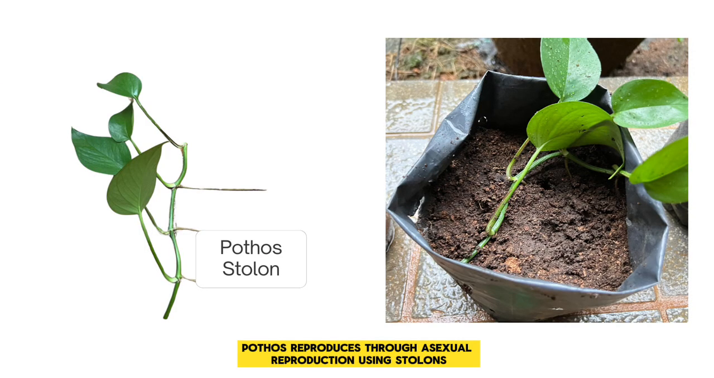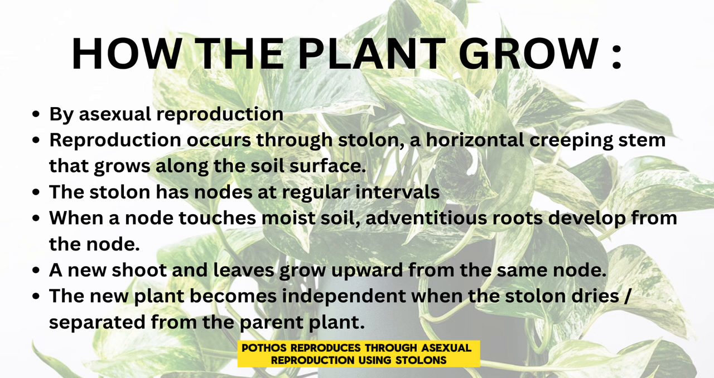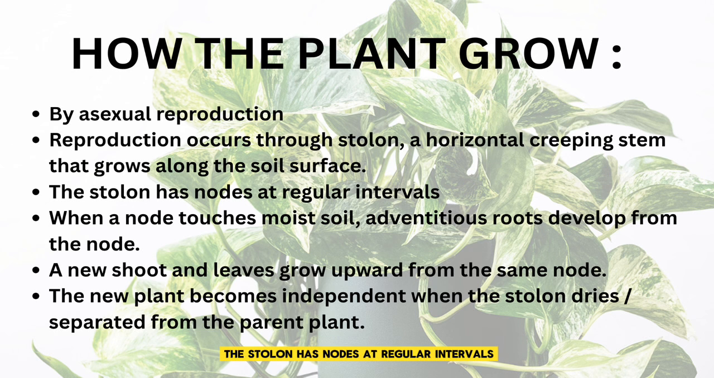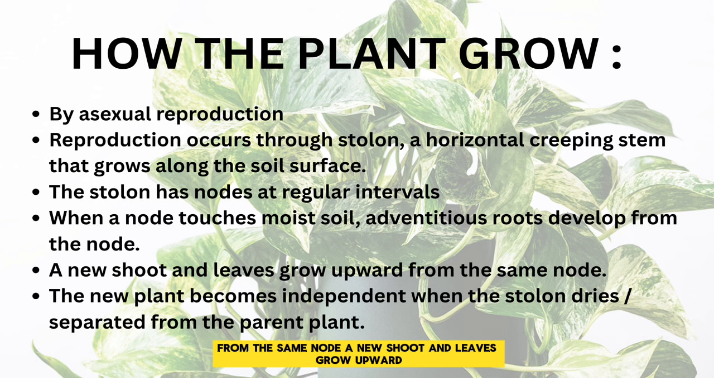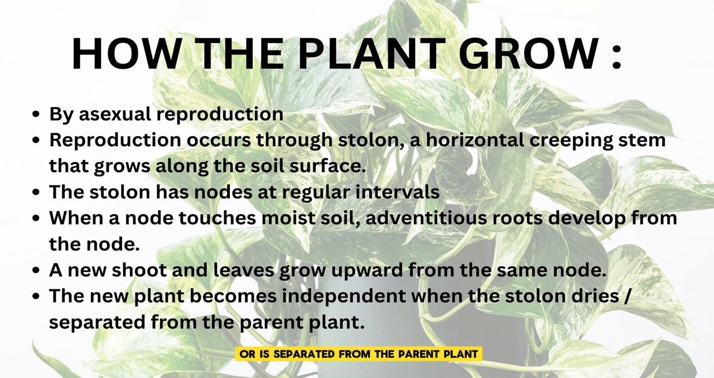Pothos reproduces through asexual reproduction using stolons, which are horizontal creeping stems that grow along the soil surface. The stolon has nodes at regular intervals, and when a node touches moist soil, adventitious roots develop from it. From the same node, a new shoot and leaves grow upward. The new plant becomes independent once the stolon dries or is separated from the parent plant, allowing it to grow on its own.